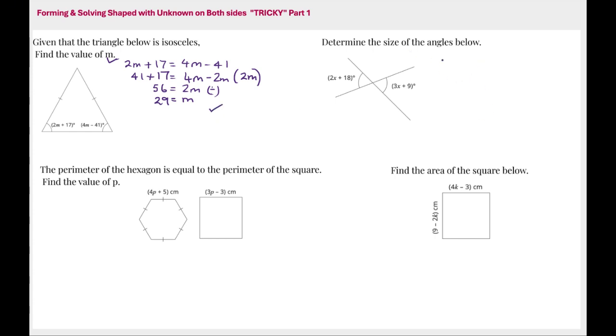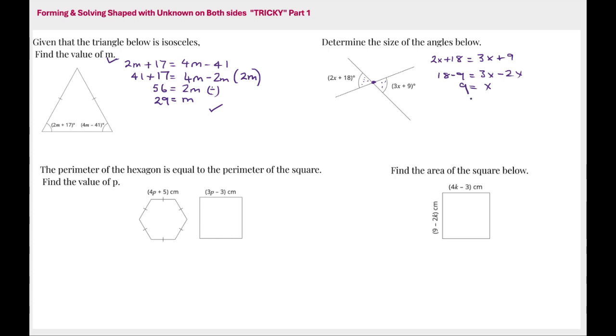Next one, determine the size of the angles below. It's what I call a dicubo. Both the same, so we do exactly the same. 2x plus 18 equals 3x plus 9. So we're going to do 18 minus 9. I've taken the 9 over, it becomes a negative. And I've done 3x, take that over, it becomes a negative 2x. So what we're left with is x equals 9.